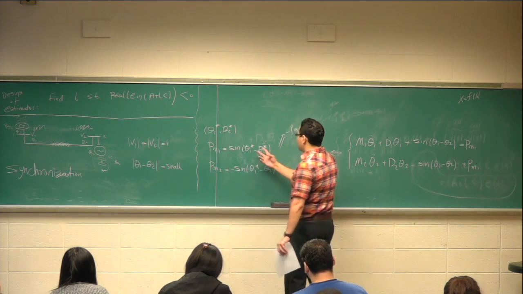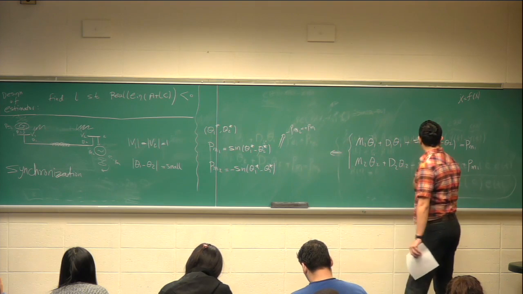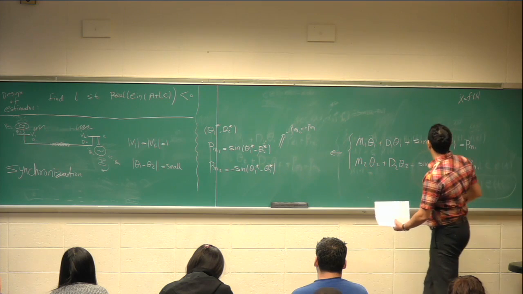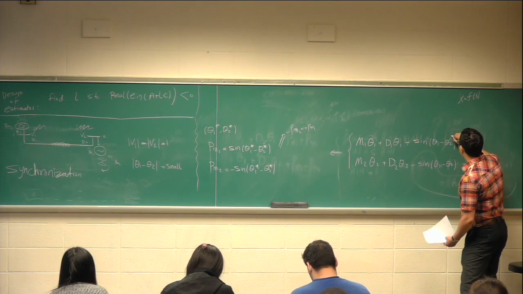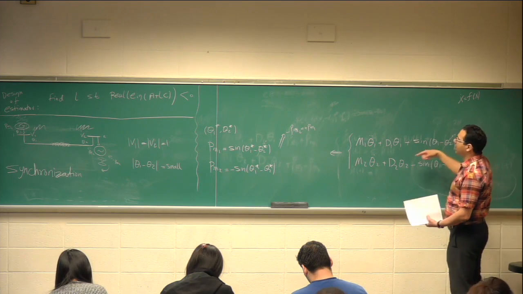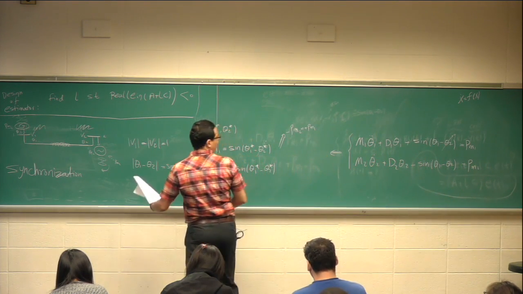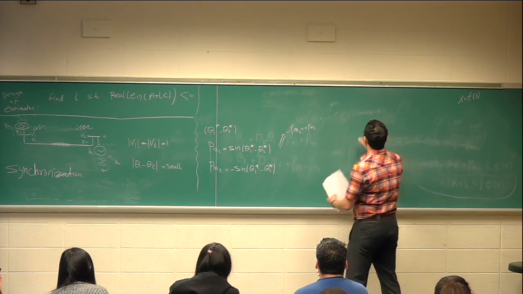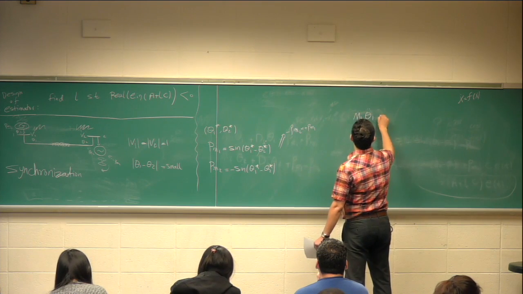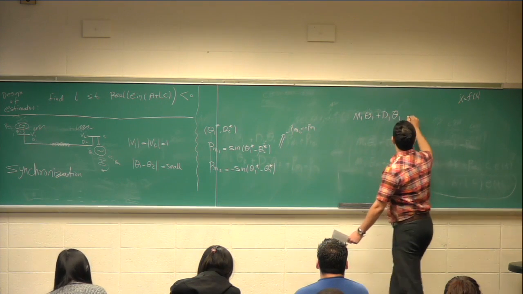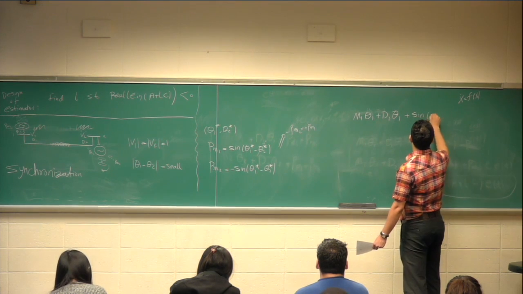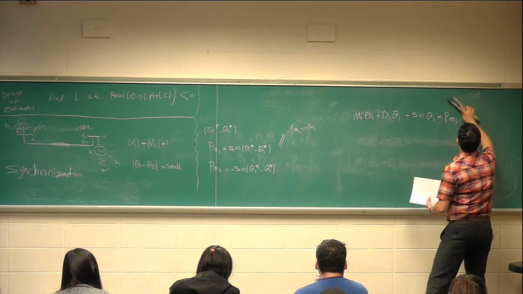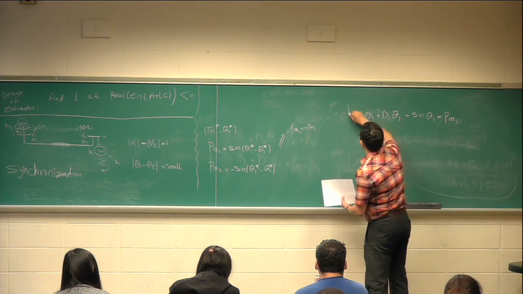And now we want to see how we can deal with this. So for simplicity, let's make it simple. Assume that this is 0. Assume that the second one is 0. I write it here. The problem looks like this. M1 theta 1 double dot plus D1 theta 1 dot plus sine of theta 1 equal to PM1. Is this system stable? We want to talk about the stability of this system.